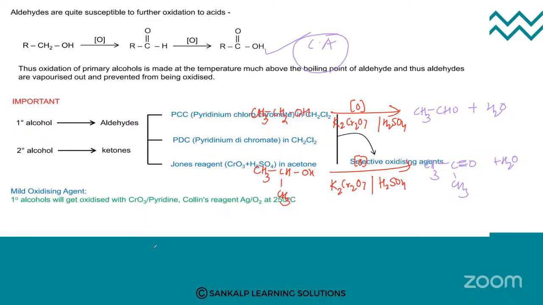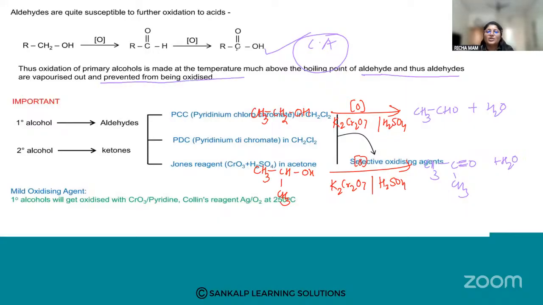Understood? So primary alcohols are converted into aldehydes, and aldehydes on further oxidation will give you carboxylic acid. Thus oxidation of primary alcohol is made at a temperature much above the boiling point of the aldehyde, so aldehydes are vaporized out and prevented from being oxidized. So primary alcohol gives you aldehyde, secondary alcohol gives you ketones. This is what you have to remember.